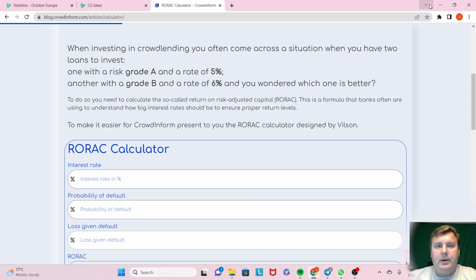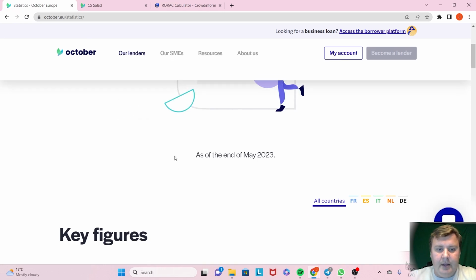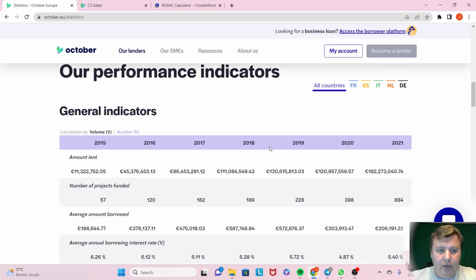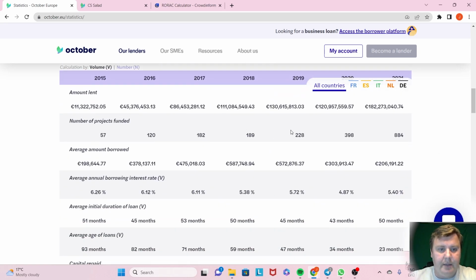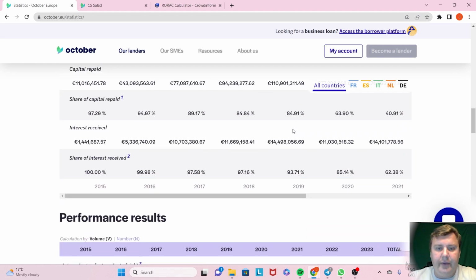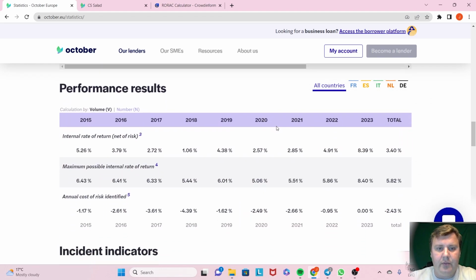And today we will calculate RORAC for a project posted on the platform called October, which in my opinion does the best job in presenting statistics. So let's have a look at the statistics they are presenting. Here you can see general statistics about the performance, how much money was lent, number of projects, and so on, which is the usual thing platforms present, but they also show performance results, which are based on analyzed data.